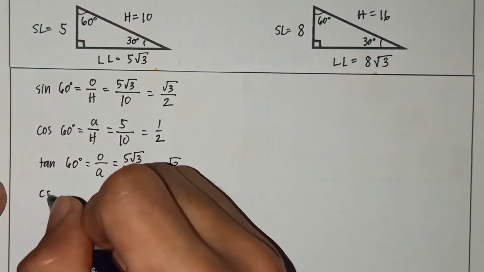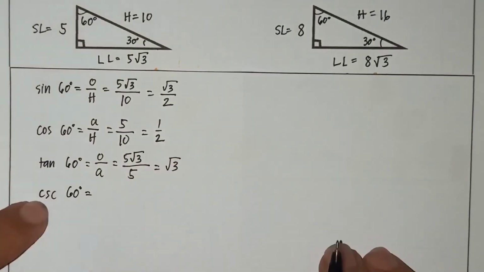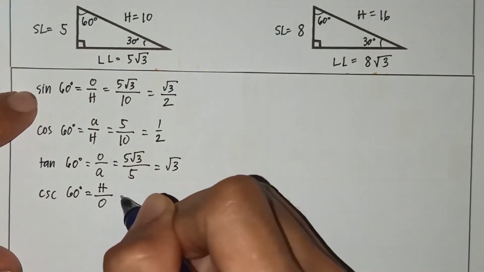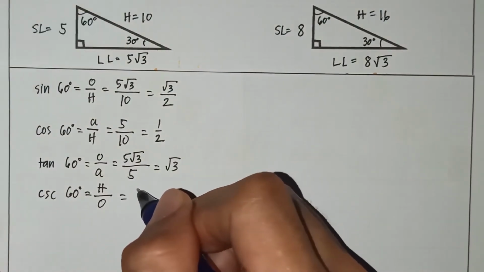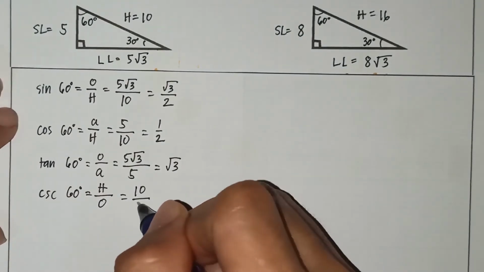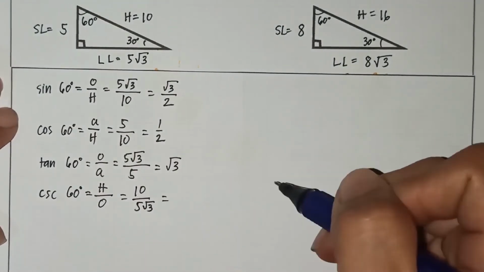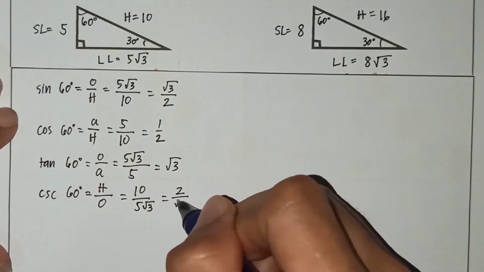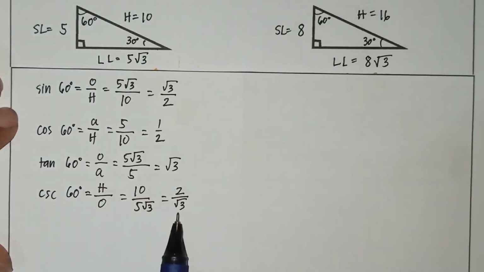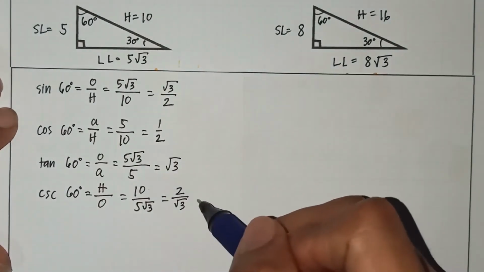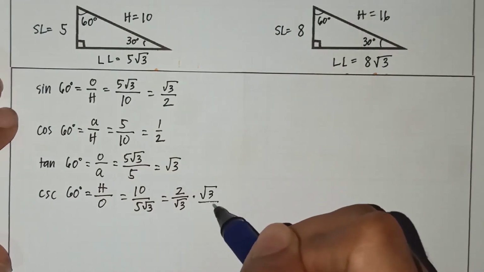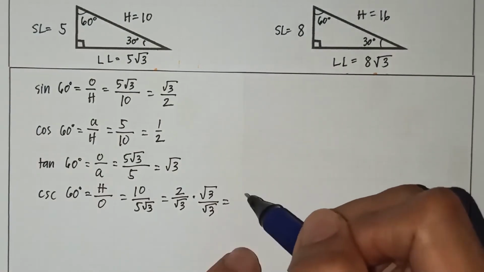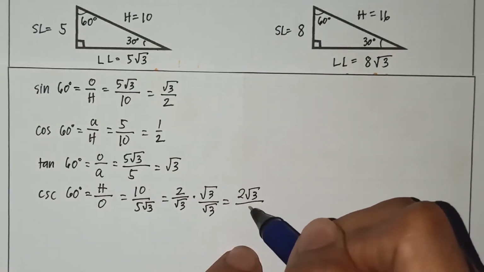For the cosecant 60 degrees, cosecant is the inverse of sine, hypotenuse over opposite. The hypotenuse here is 10, and the opposite here is 5 square root of 3. And the result here is 10 divided by 5 is 2 over square root of 3. So we have the denominator that is radical. Rationalize it by multiplying numerator and denominator by square root of 3. So the result is 2 square root of 3 over 3.